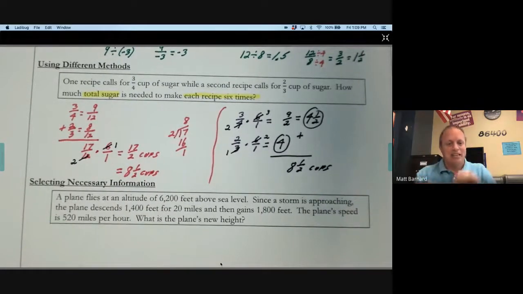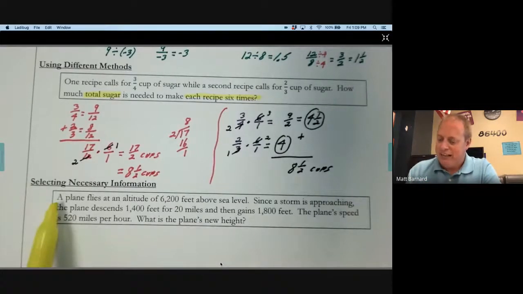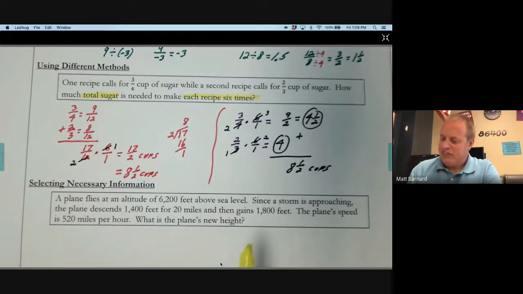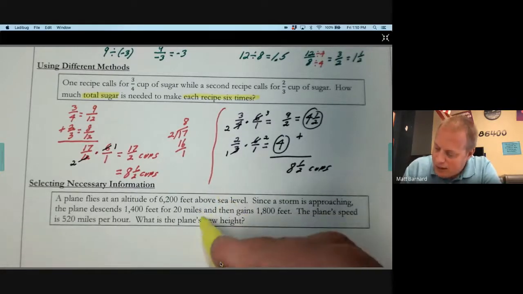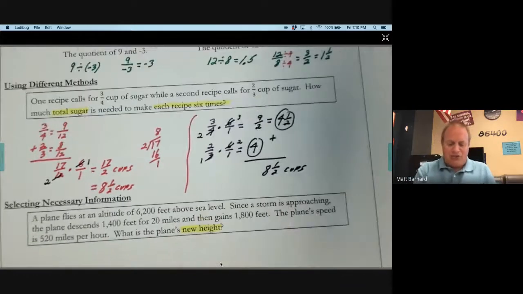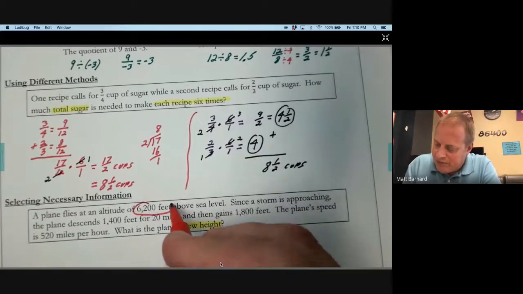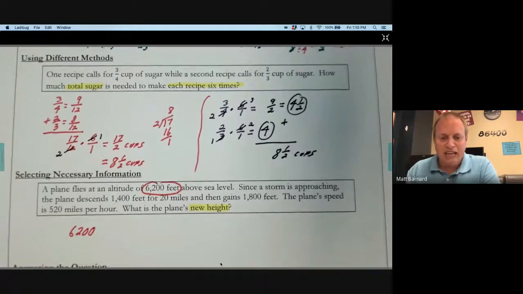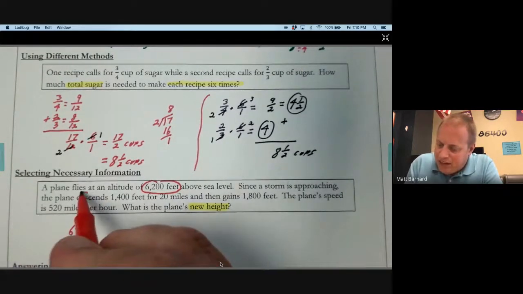Sometimes you got to read and select the necessary information. Let's read this. A plane flies on an altitude of 6,200 feet above sea level. Since a storm is approaching, the plane descends 1,400 feet for 20 miles and then gains 1,800 feet. The plane's speed is 520 miles per hour. What is the plane's new height? So I want to circle items that just apply to its height. So it started at a height of 6,200. I'm going to jot that down. And to that, it's going to descend 1,400.